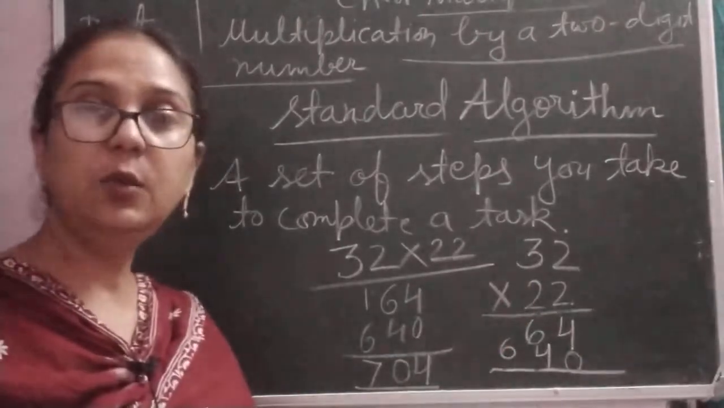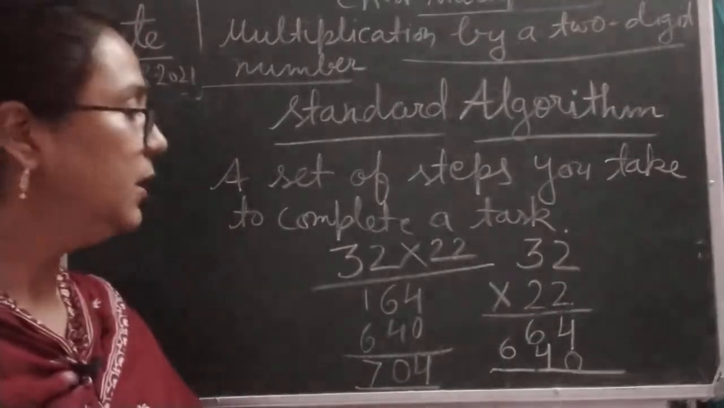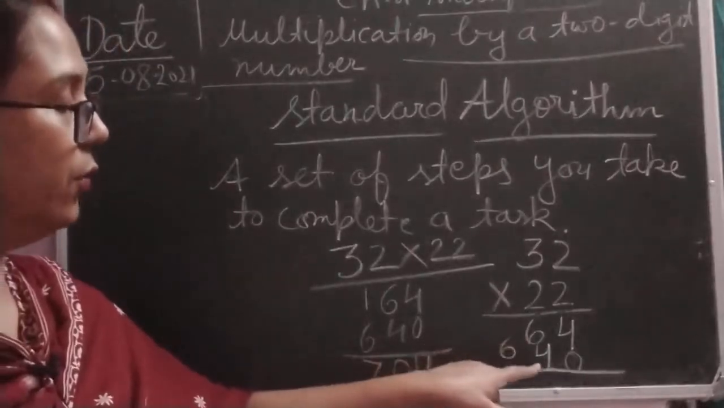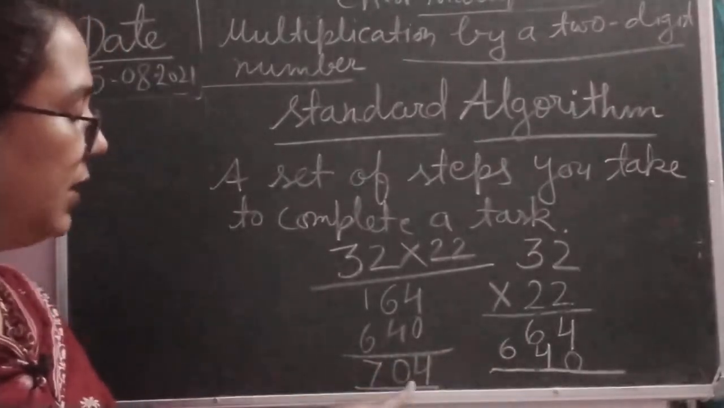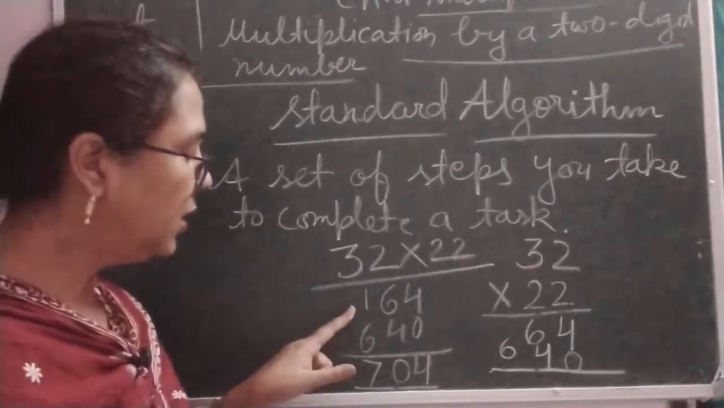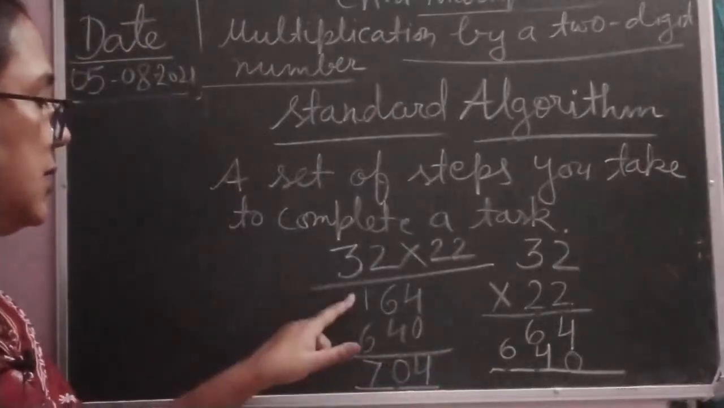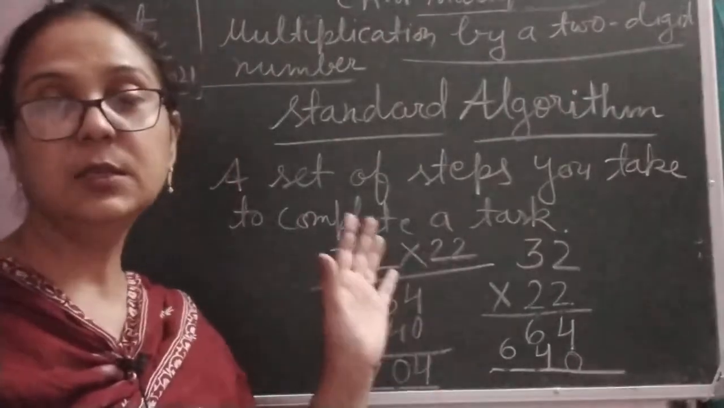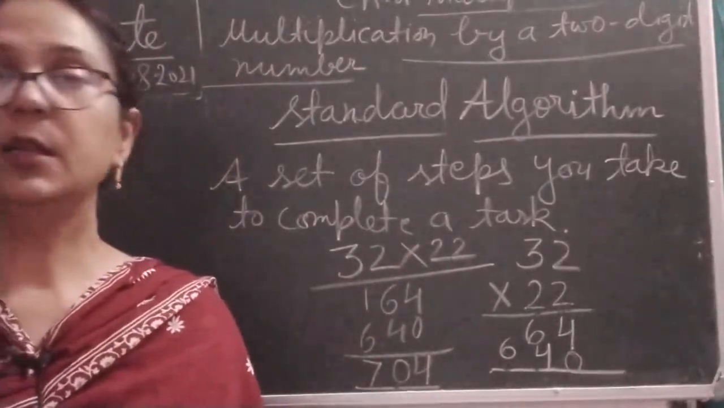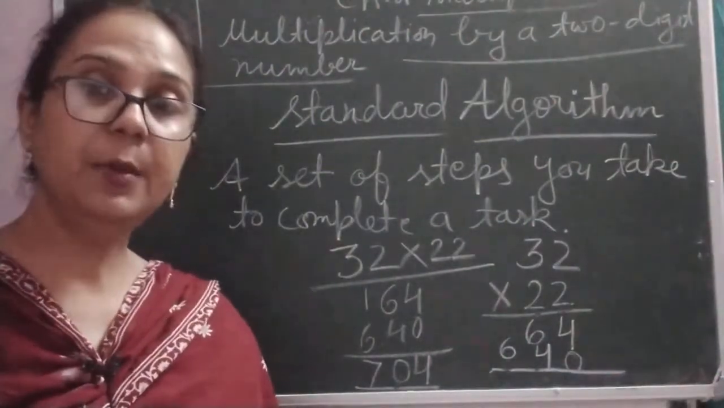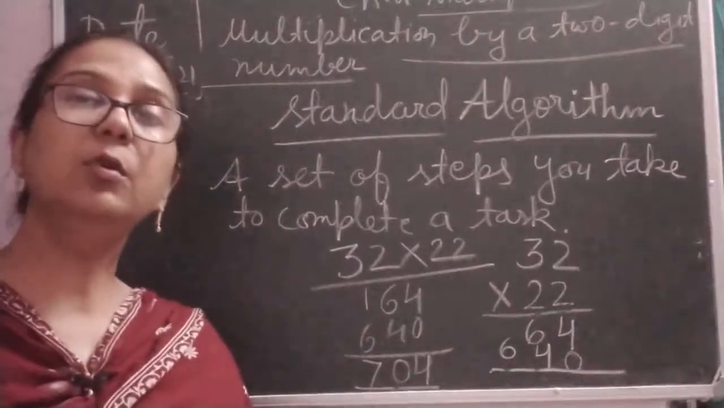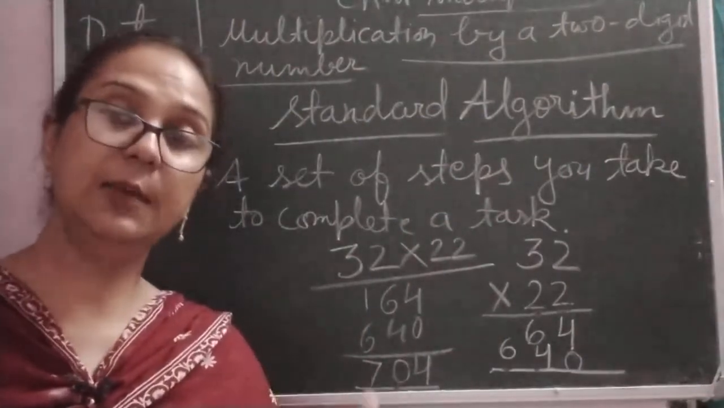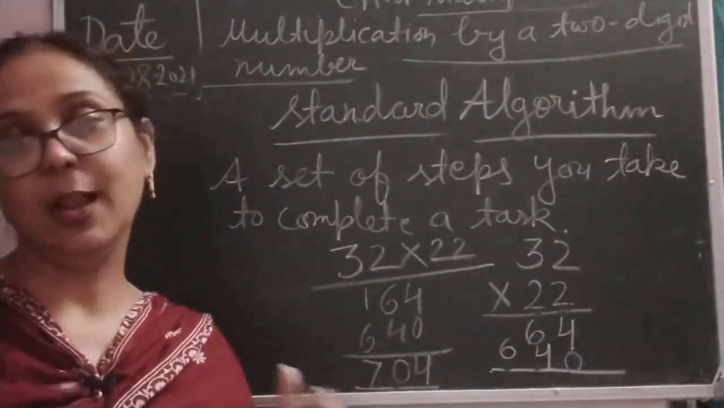Now, according to the multiplication rule, we will add. So 0 and 4 equal to 4. Now 6 and 4 equal to 10. So 10, we will get 0. Then 1 is carry over. Then 6 is left over here. So 6 and 1 is 7. So 704 is the product of this multiplication. So this is called, children, standard algorithm. Always remember, it is nothing but the steps we take before completing the task. Whatever steps we are going to follow, that is called algorithm, children.